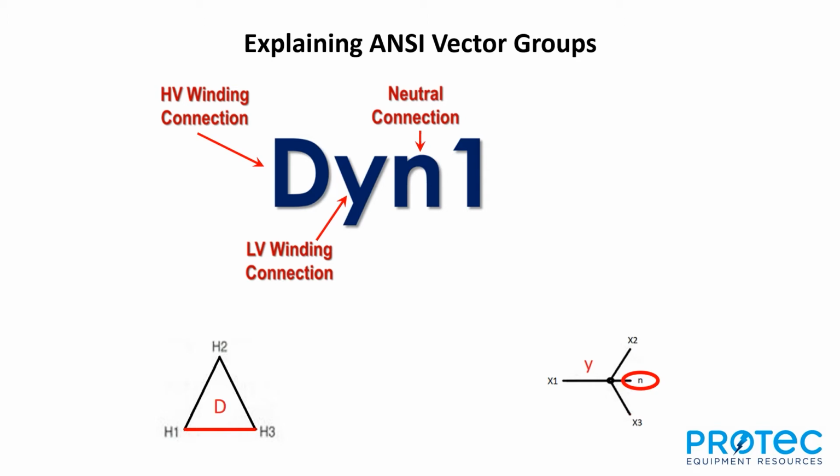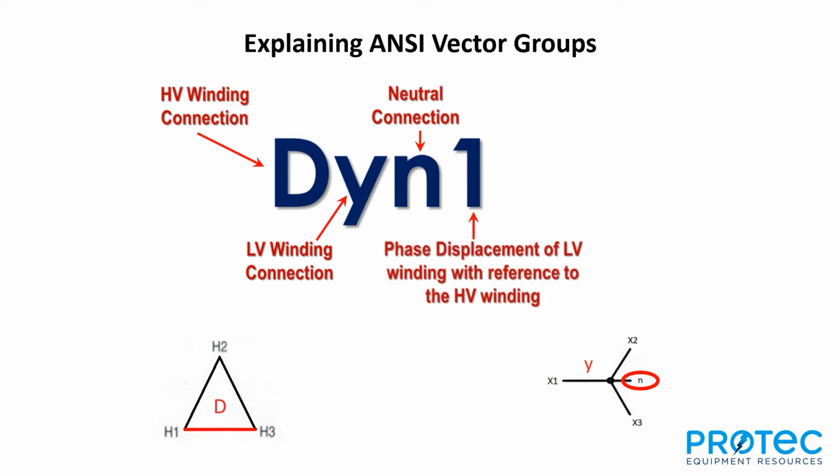And then finally, we've got a number on the end of this. This relates to the phase displacement between the primary and the secondary windings. And we'll illustrate that here just to understand it a little better. If we look at the H1 to H3 winding on the primary, we can bring that out and just set that out separate so that we can see the relationship to the secondary winding.